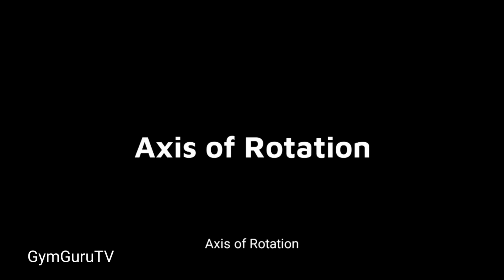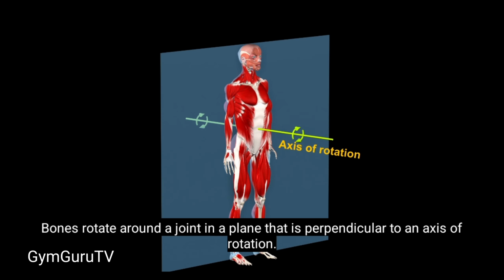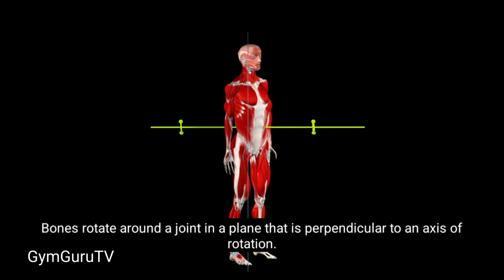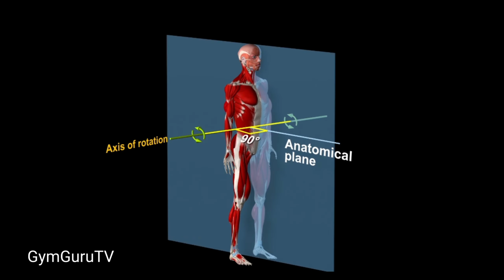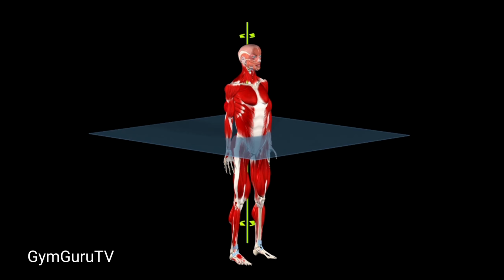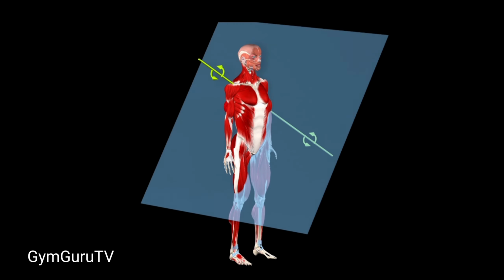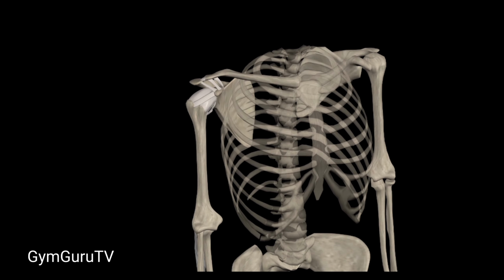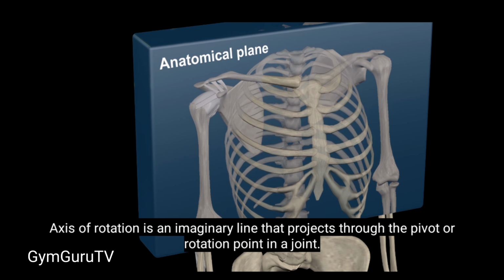Axis of rotation. Bones rotate around a joint in a plane that is perpendicular to an axis of rotation. Axis of rotation is an imaginary line that projects through the pivot or rotation point in a joint.